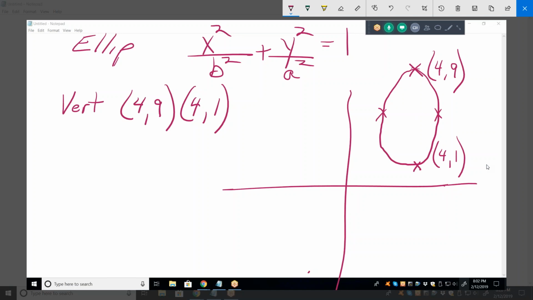So this is the correct general formula. In other words, if it was a horizontal ellipse, I'd need to put the A under the X and the B under the Y. Okay. What else does it tell us? It tells us that the minor axis is 6. Okay. So here's the center of the ellipse. Where is the center? What's H and what's K?